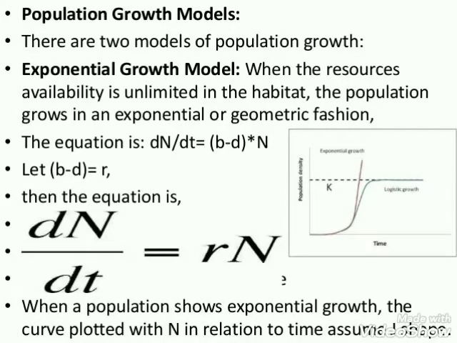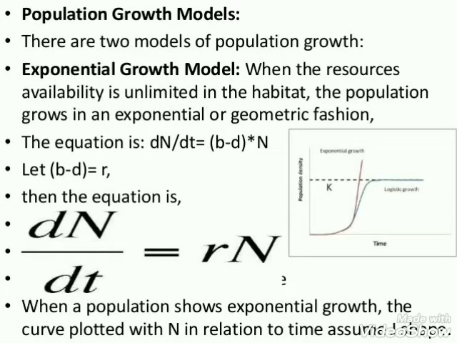The equation for exponential growth can be derived as follows. dN/dt = (b - d) × N. Suppose b - d = r. Then the equation is dN/dt = rN, where N is the population size, r is the intrinsic rate of natural increase, b is the birth rate and d is the death rate.